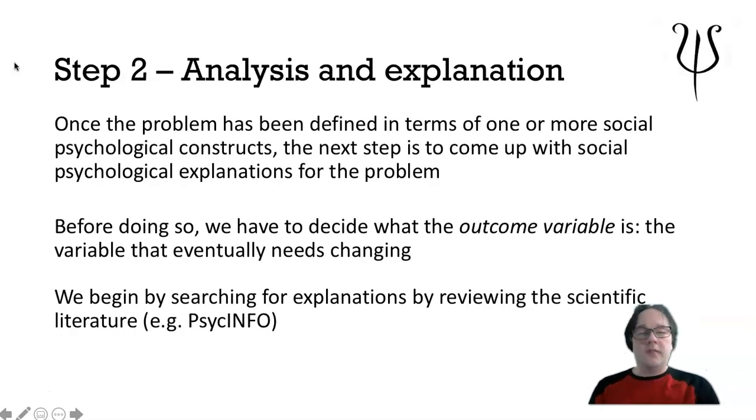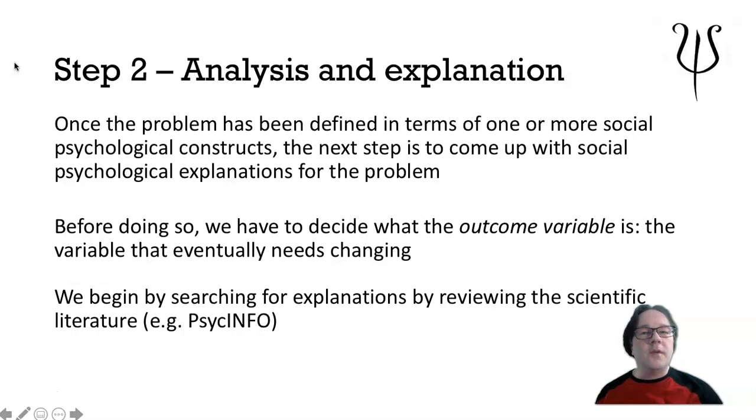Okay, step 2, analysis and explanation. Once the problem has been defined in terms of one or more social psychological constructs, the next step is to come up with a social psychological explanation for the problem. So we defined it in a social psychological way. Now we have to understand, why is this problem happening? What's causing this to be a problem?